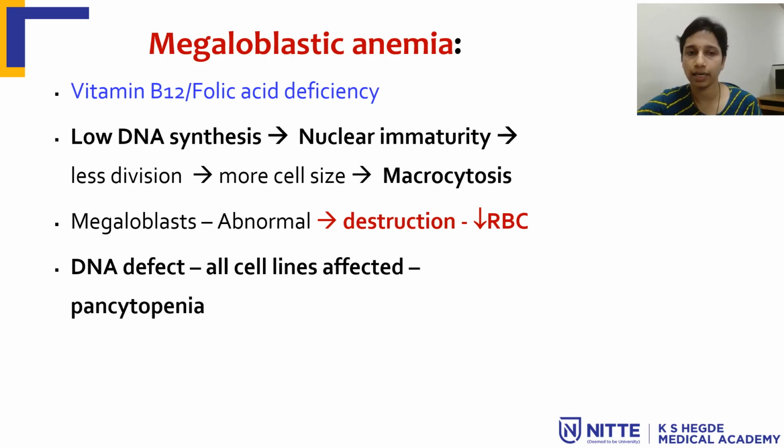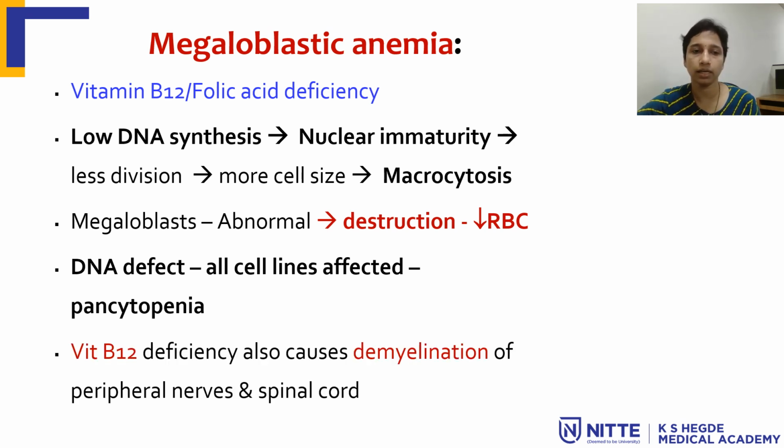This is leading to decreased RBC count. But in addition to RBC, all cell lines in the bone marrow or in our body are affected, because DNA maturation requires vitamin B12 in any cell in our body. So this will lead to reduction in all cell lines in the bone marrow, which is called pancytopenia, characterized by reduction in the RBC count, platelet count, and also WBC count.